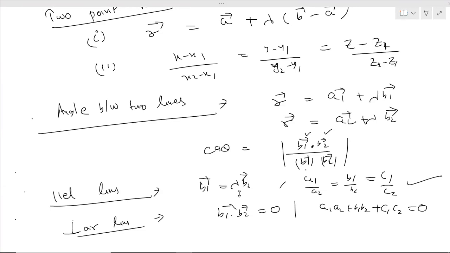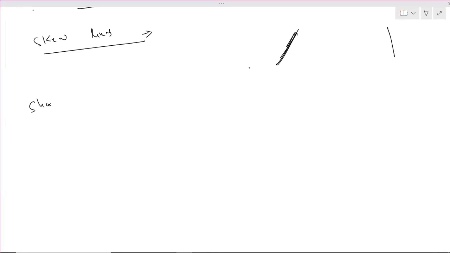Done, sir. Alright. Next is also a very important thing. Skew lines. Right? What are skew lines? Lines in space which are not parallel, not intersecting. All right. One line in this wall, one line in that wall. They are not parallel, not intersecting. These are called skew lines. Shortest distance between them.